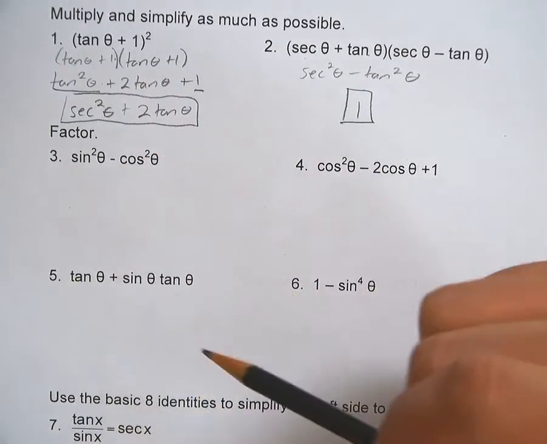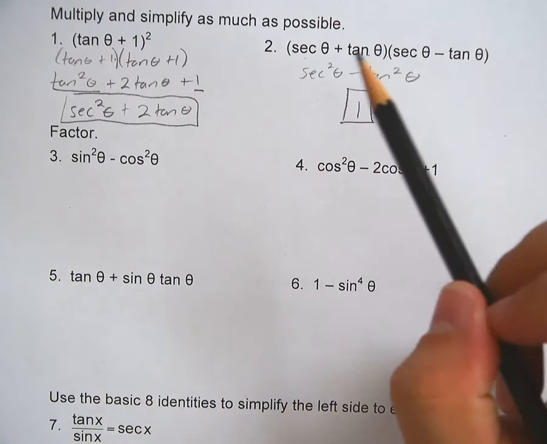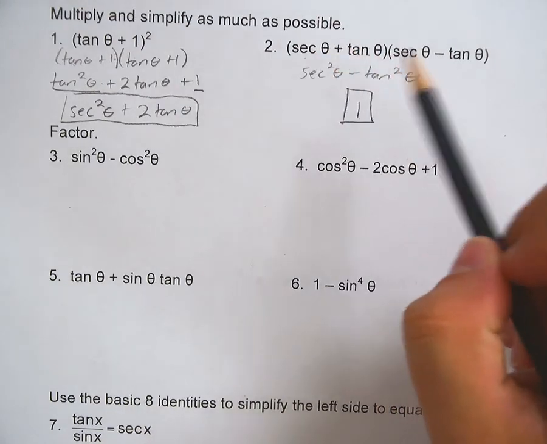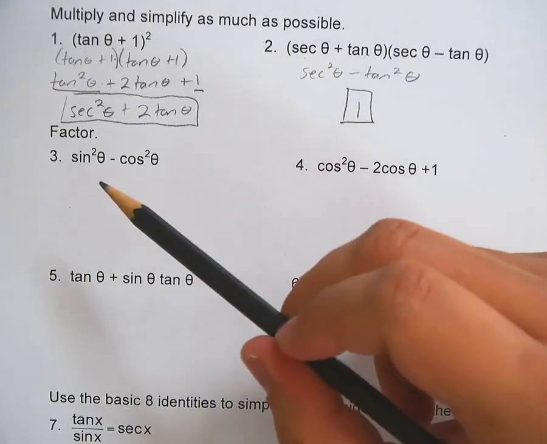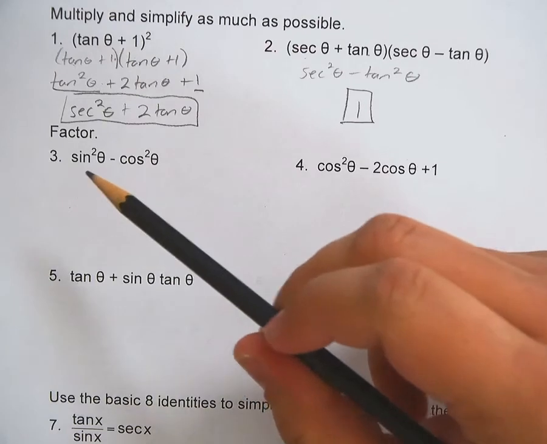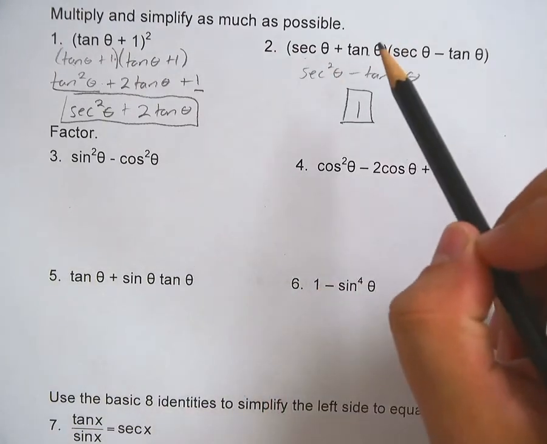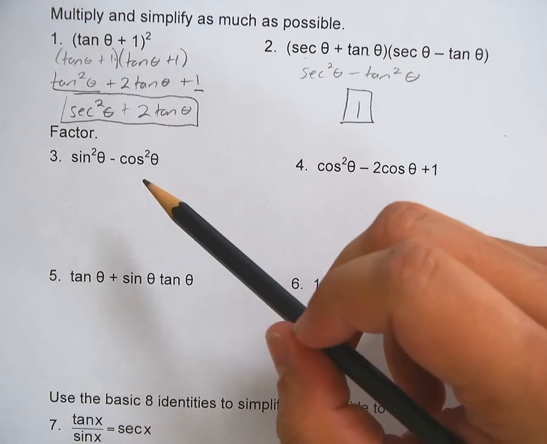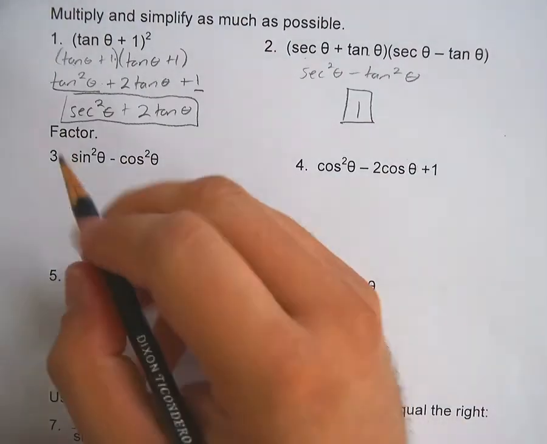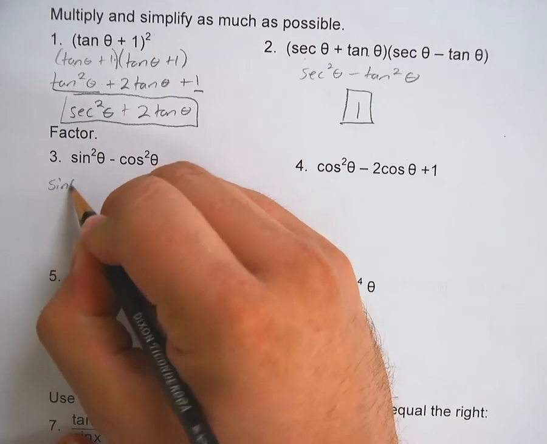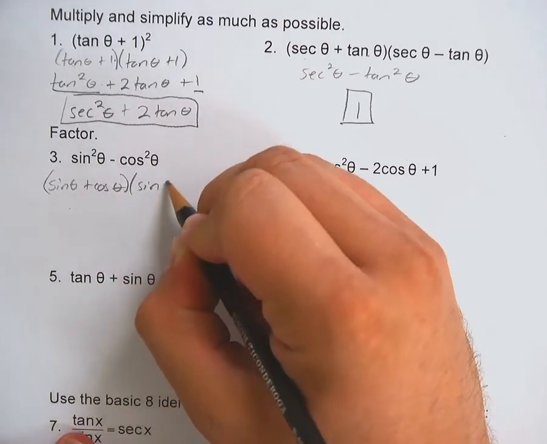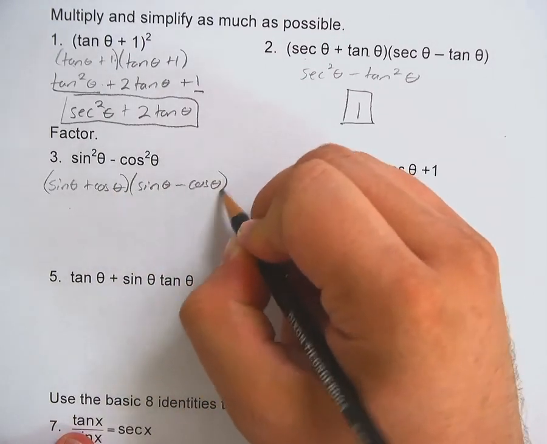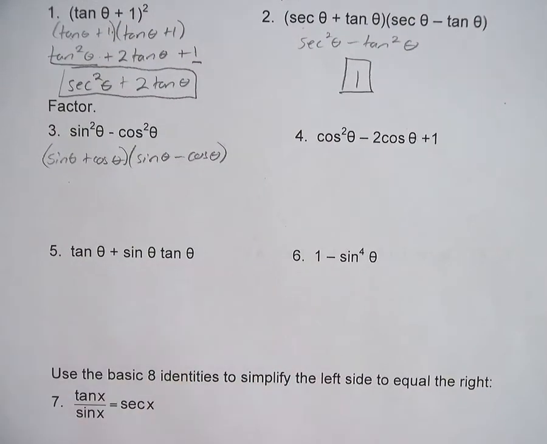And then for 3 through 6, it's factoring. Now 3 is actually the opposite of 2. In 2, we were taking a plus b, a minus b and ending up with a difference of two squares. Here, we're starting with the difference of two squares, a squared minus b squared. We need to go to this. So that's going to be sine plus cosine times sine minus cosine. So this is factoring the difference of two squares: sine theta plus cosine theta times sine theta minus cosine theta. Factoring! Yay!